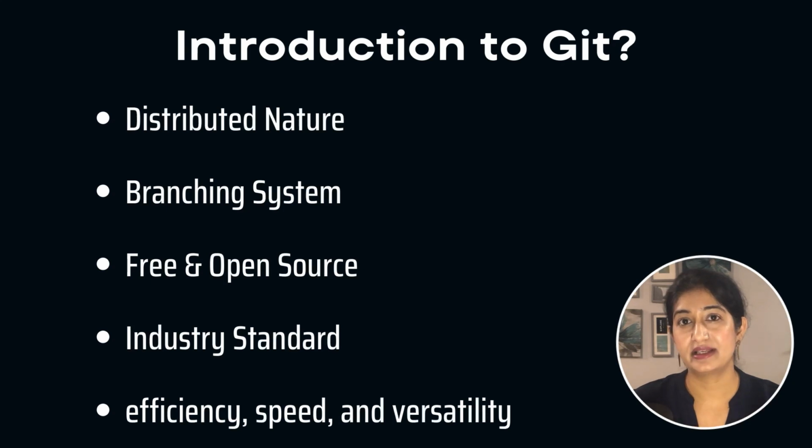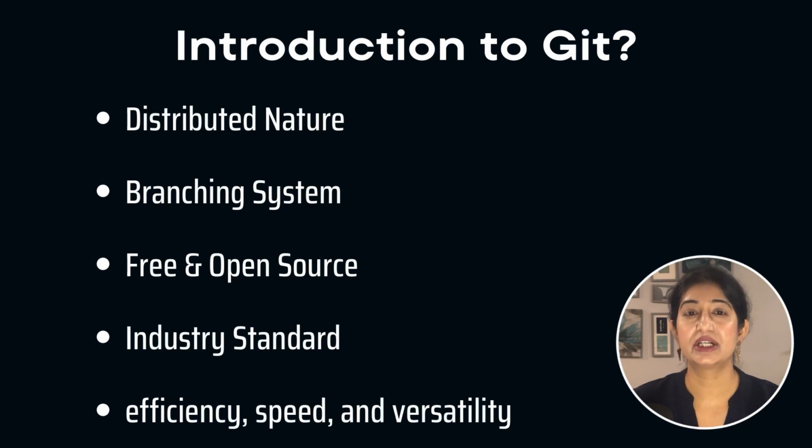collaborating on a story. One of Git's key strengths is its distributed nature, meaning each contributor has a complete copy of the project's history, not just the latest version. That means contributors can work on their copies independently, even without an internet connection.